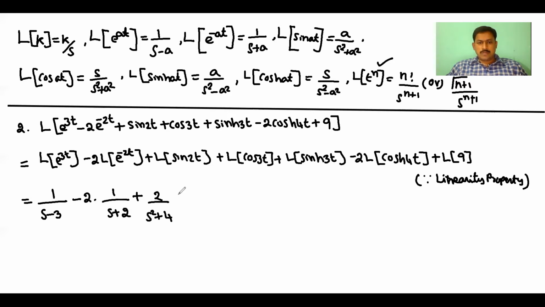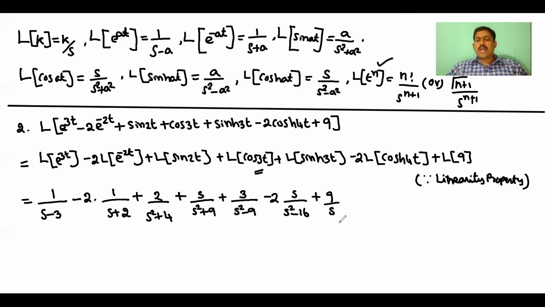Next you can write cos 3t. The cos at formula is s divided by s square plus a square. Here the a value is 3, so 3 square is 9. Similarly sinh 3t. Here your a value is 3. The formula is a divided by s square minus a square, that is 9. Minus 2 is a constant. Cosh 4t, s divided by s square. Since it is hyperbolic, a negative sign we have to introduce. 4 square is 16. The last term is in the form of k. L of k is k by s. So k value is 9, so it is 9 by s.